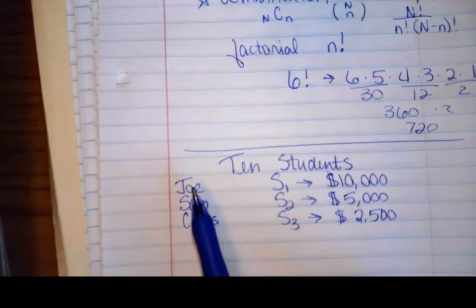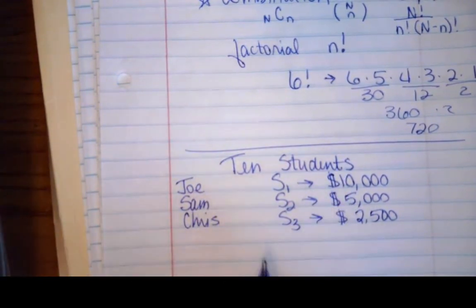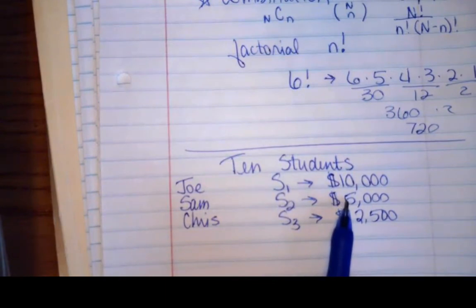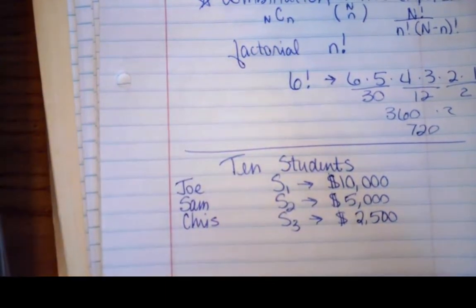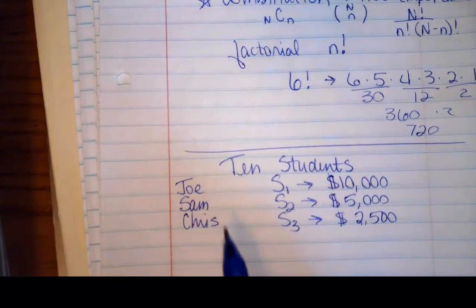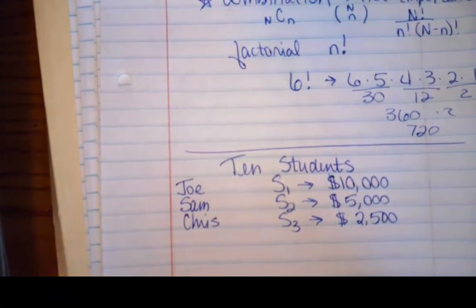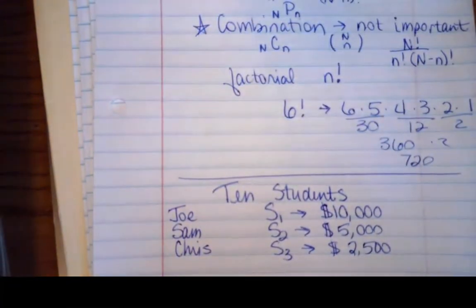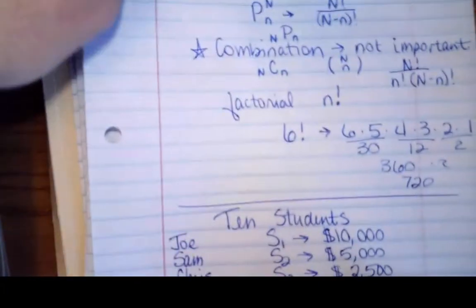now. If Joe walks in first, Joe's going to get 10,000. But if Joe walks in second, Joe's only going to get 5,000. So order is important, because Joe, Sam, Chris is different than Chris, Joe, Sam, right? That means we're going to use a permutation. So what does this mean? Let's come back up here and look at this permutation.